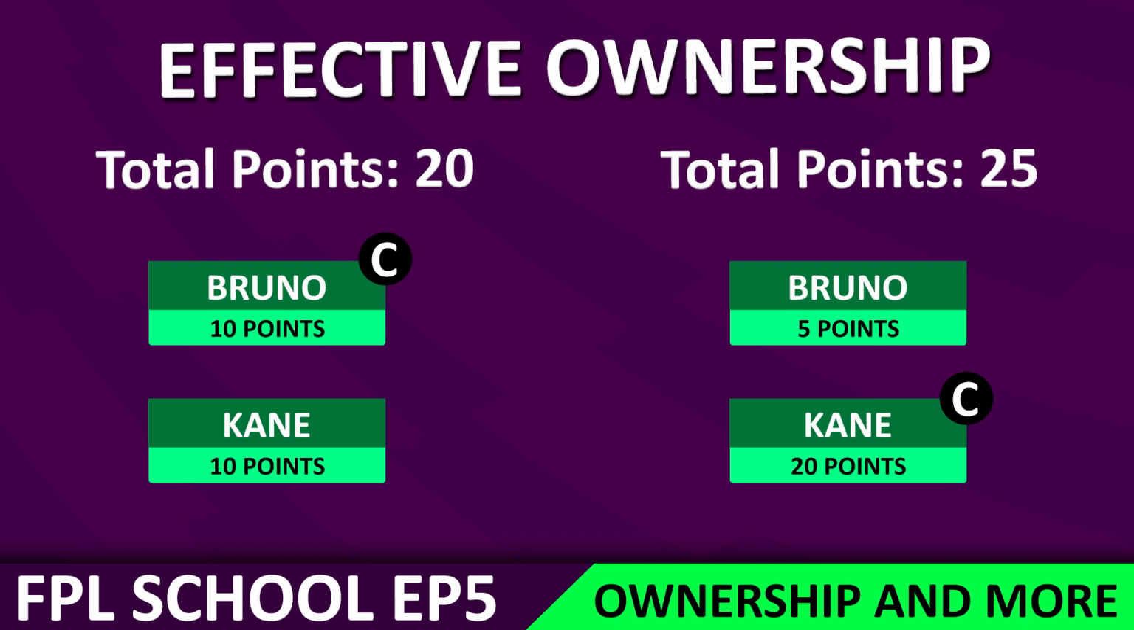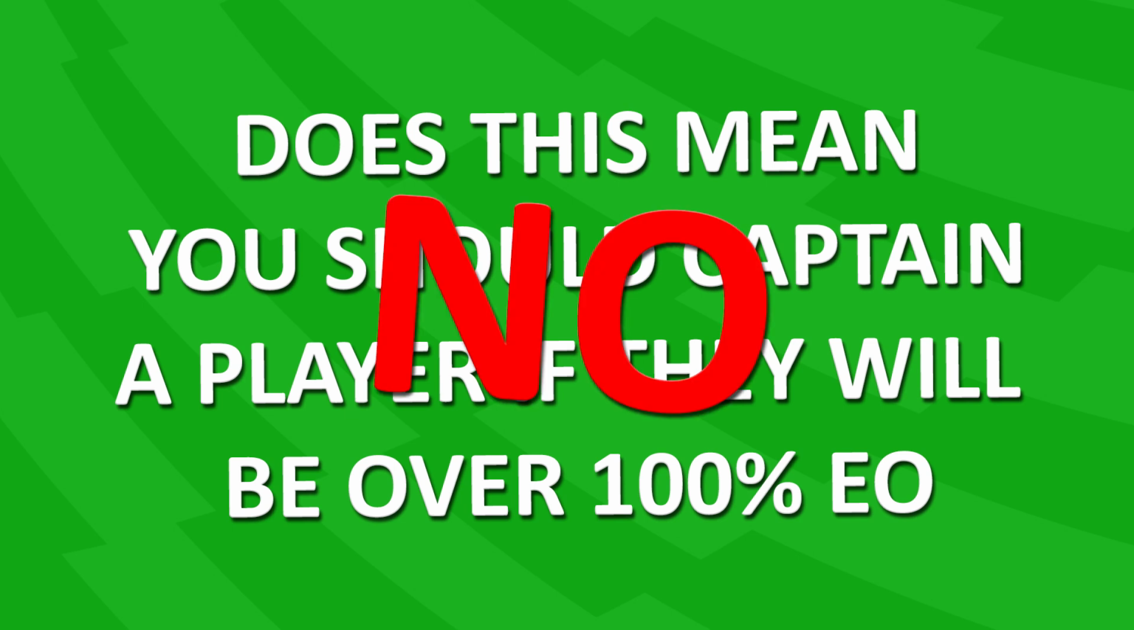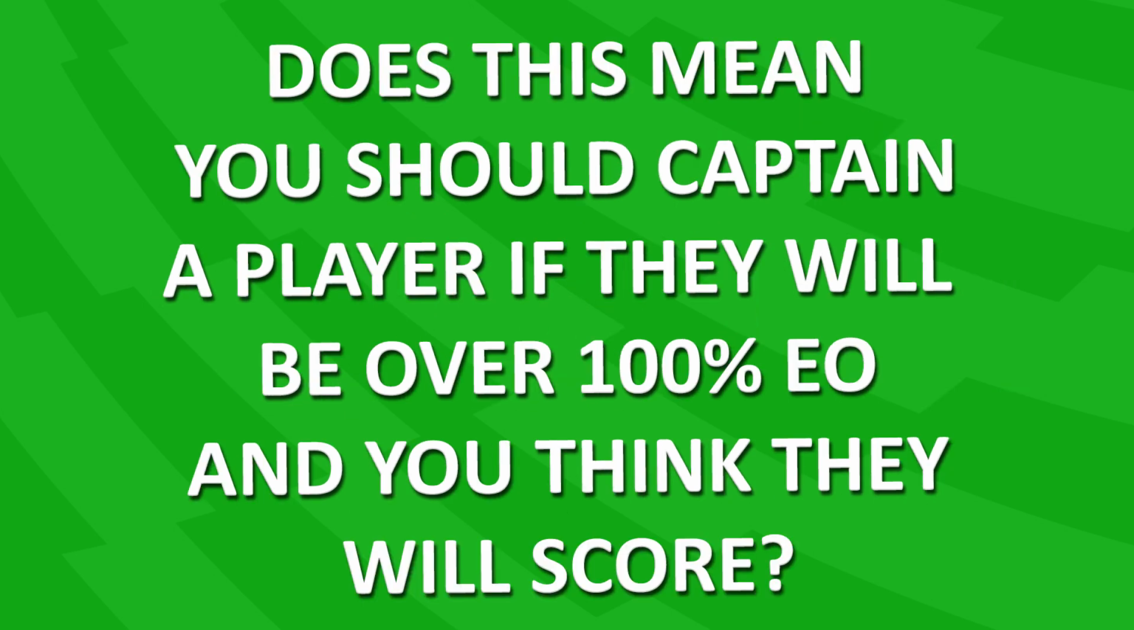So what does this all mean? Does it mean that if a player is going to be over 100% effective ownership, we must captain him, as we will lose rank even if we own him and we didn't captain him and if he scores? No! Does it mean that if he is going to be over 100% and we also think that he is going to score, then we should definitely captain him?